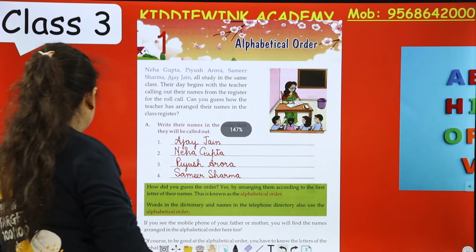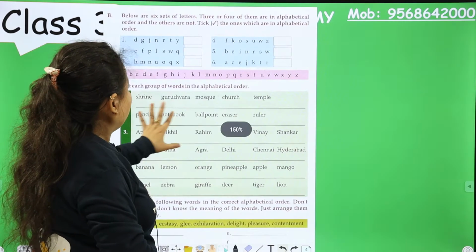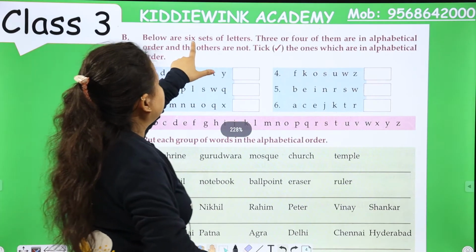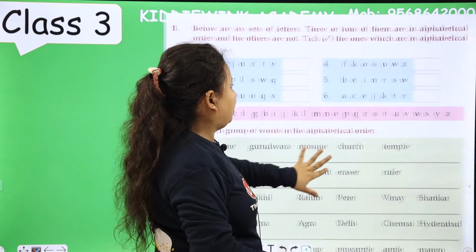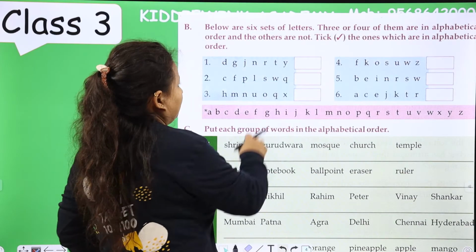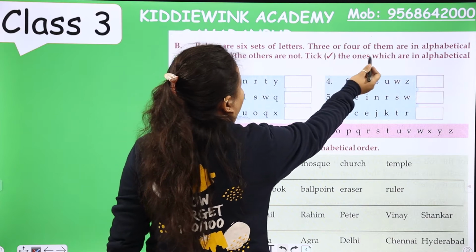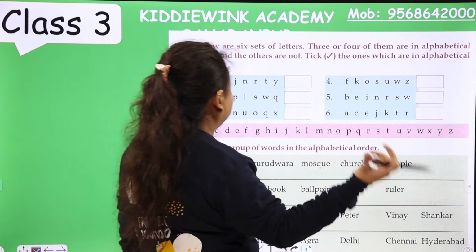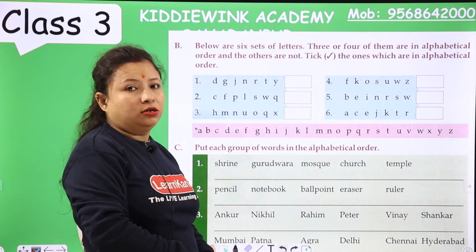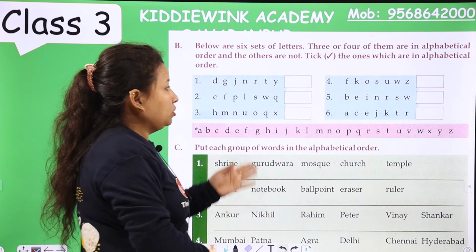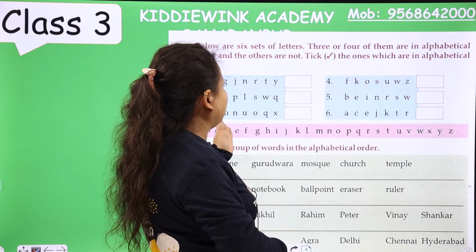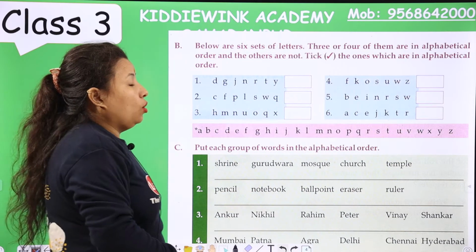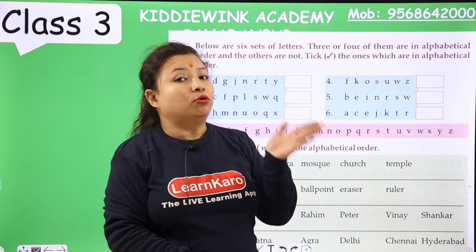Now, next, turn your page. Below are 6 sets of letters. यहाँ पर letters के 6 set बने हुए हैं. 3 or 4 of them are in alphabetical order and the others are not. इसमें से जो कुछ letters हैं वो alphabetical orders में हैं और बाकी नहीं हैं. Tick the ones which are in alphabetical order. और जो alphabetical orders में है उनको आपको टिक करना है.